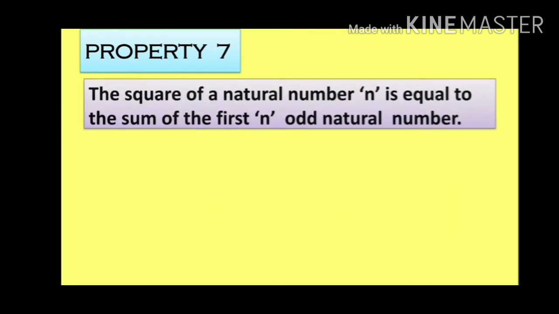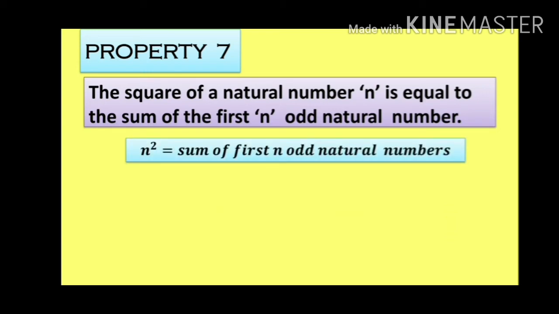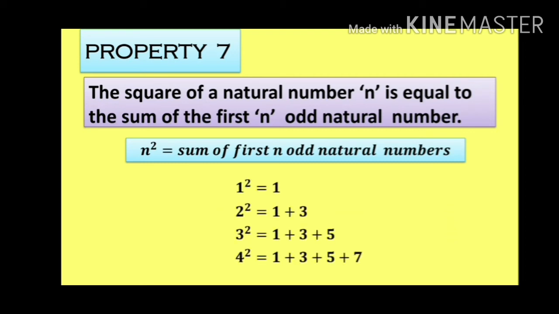Next, property 7. Here it says that the square of a natural number n is equal to the sum of the first n odd natural numbers. So let's see here. n squared, that is the square of a number n, is equal to the sum of the first n odd natural numbers. Now here we have taken 1 squared. So 1 squared means the sum of the first odd number. So the first odd number is 1.